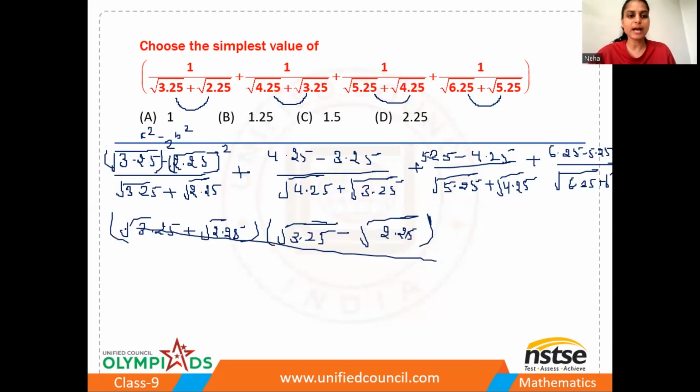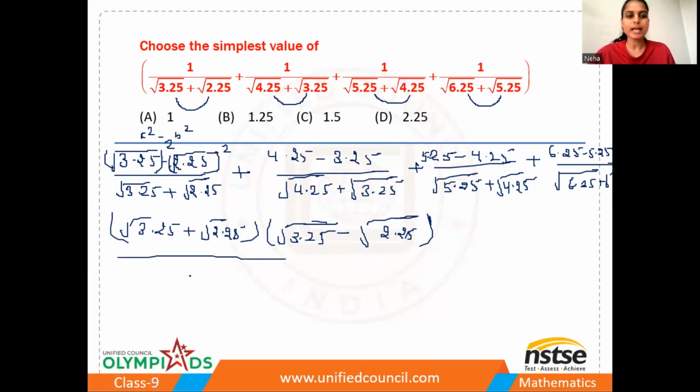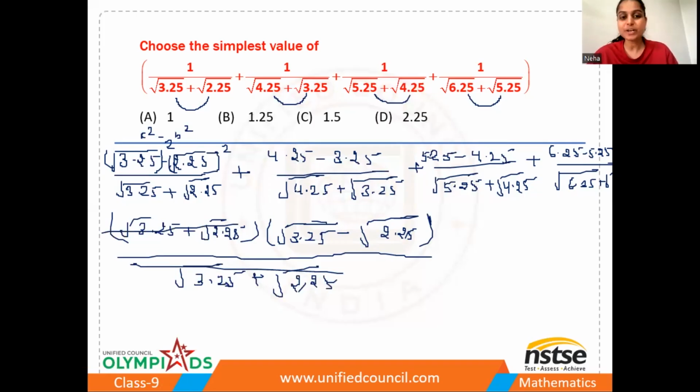And in the denominator I have square root of 3.25 plus square root of 2.25. So I think this term will get cancelled out, right? Only one term is remaining, which is square root of 3.25 minus square root of 2.25. So I follow this method with the rest of the three terms, and we will get a similar type of answer, right?